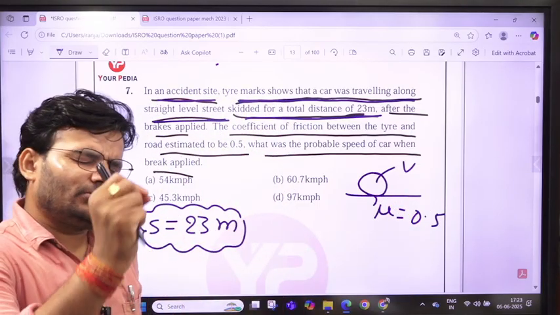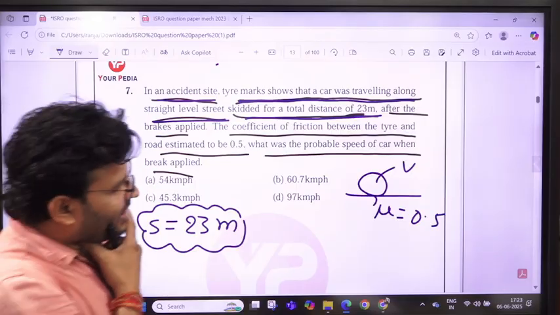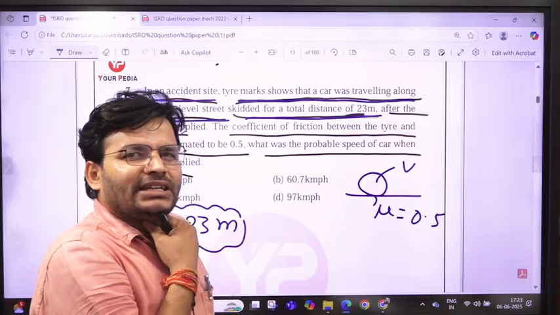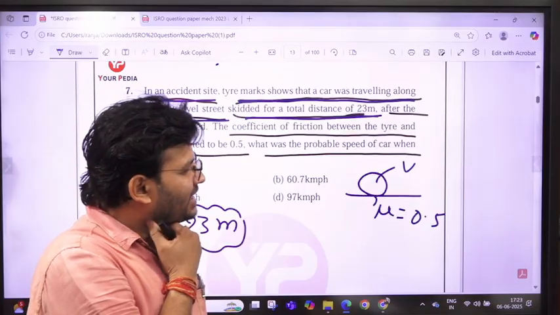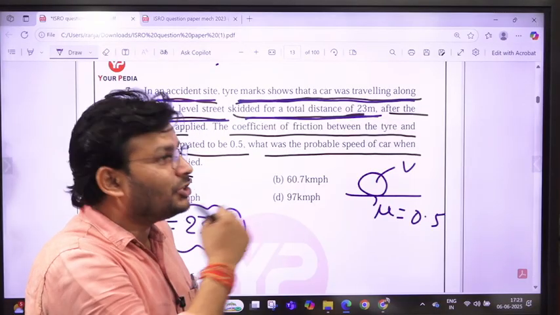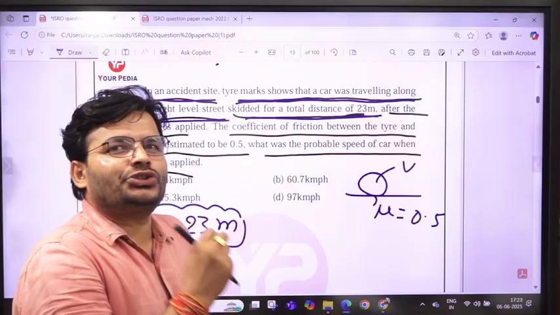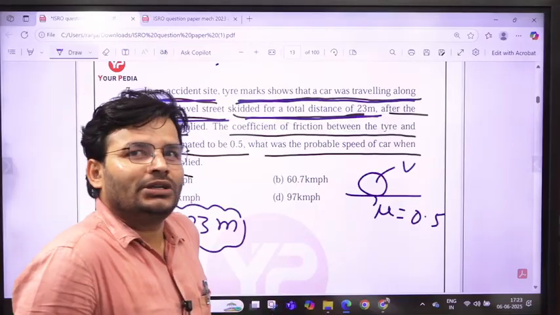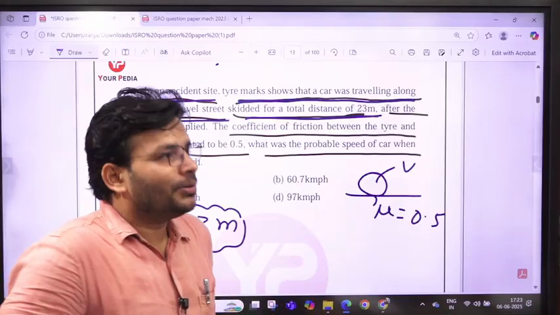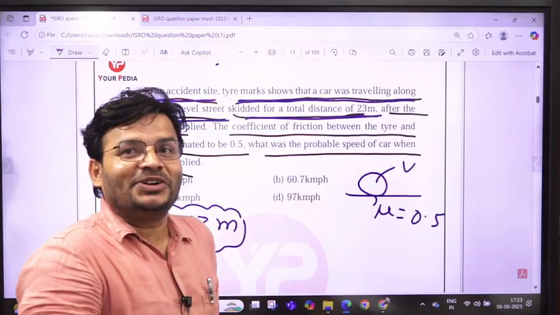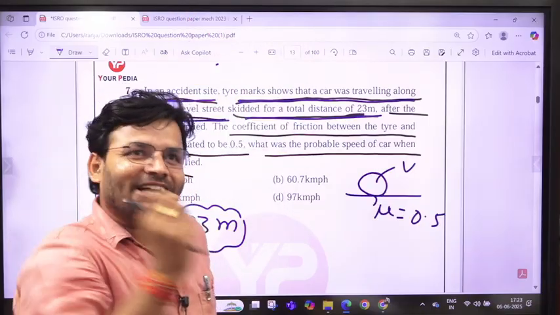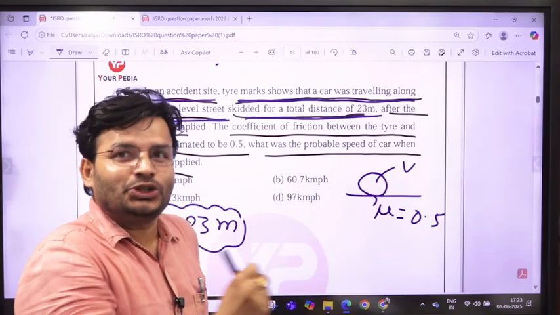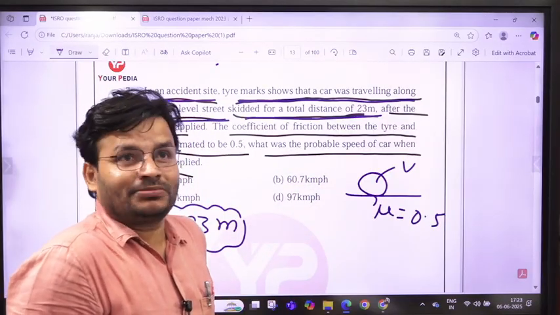Now just think. Sir, when the brake is applied, the vehicle is going to stop. So which force is responsible for stopping the vehicle? Obviously, sir, frictional force. If there were no frictional force, the body would continue skidding to infinite length. Because of that friction force, the body is going to stop. Yeah, right, sir.